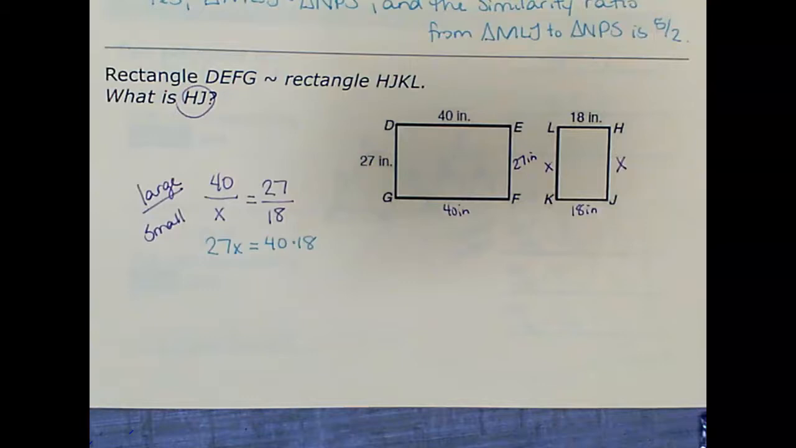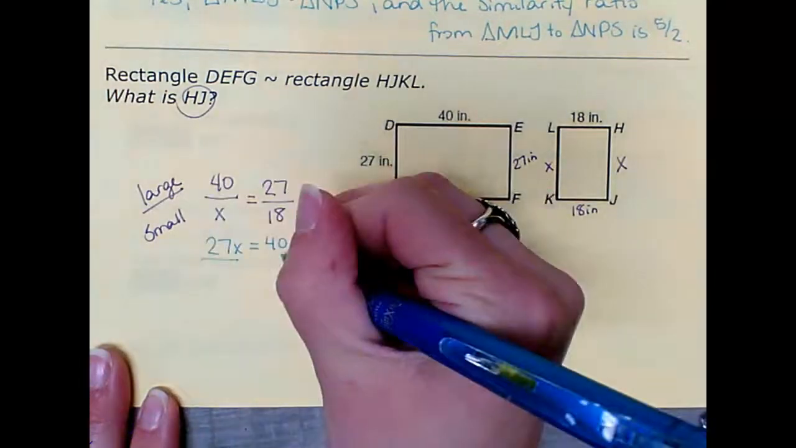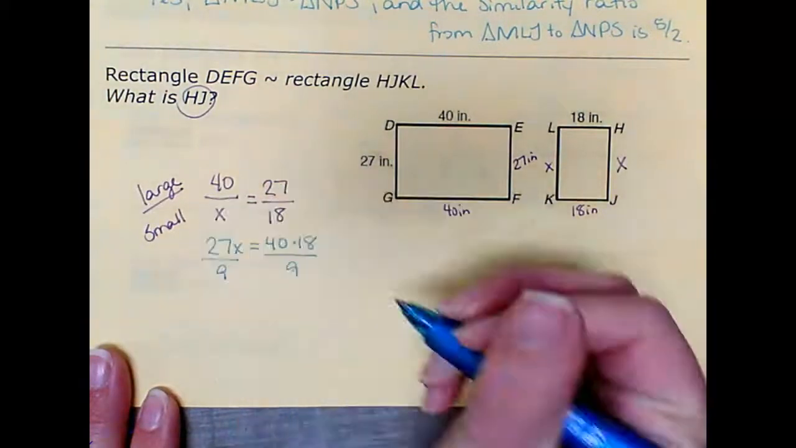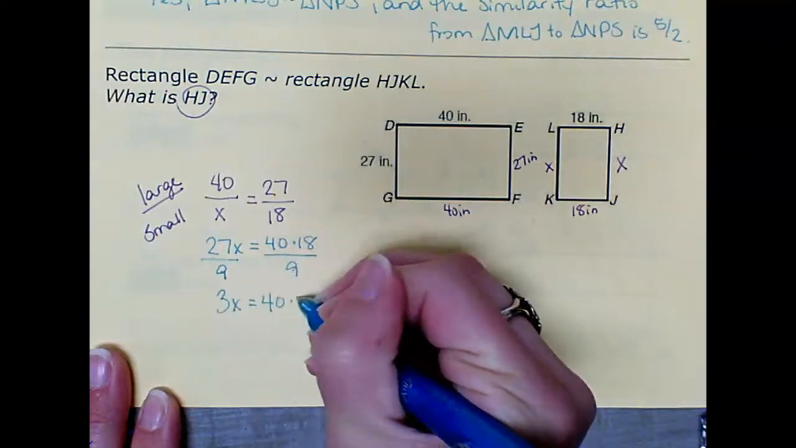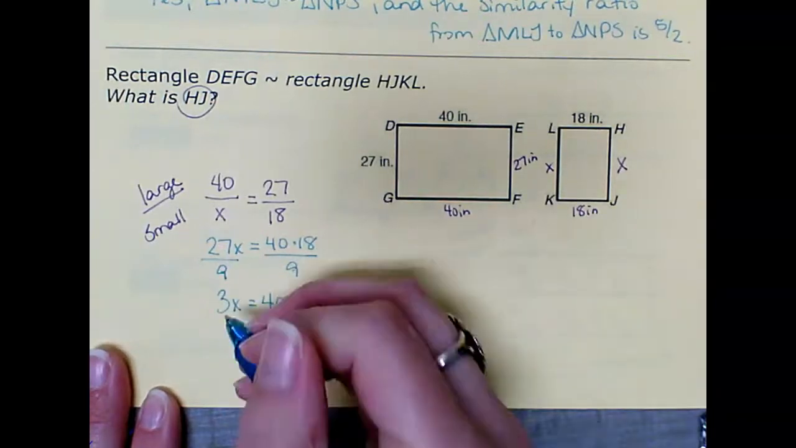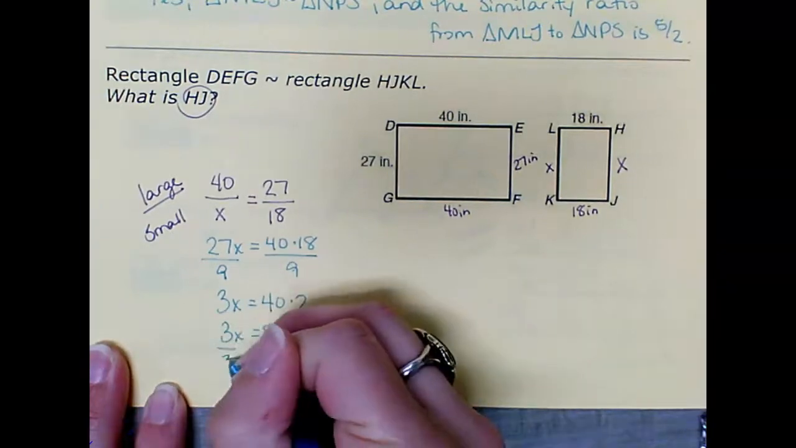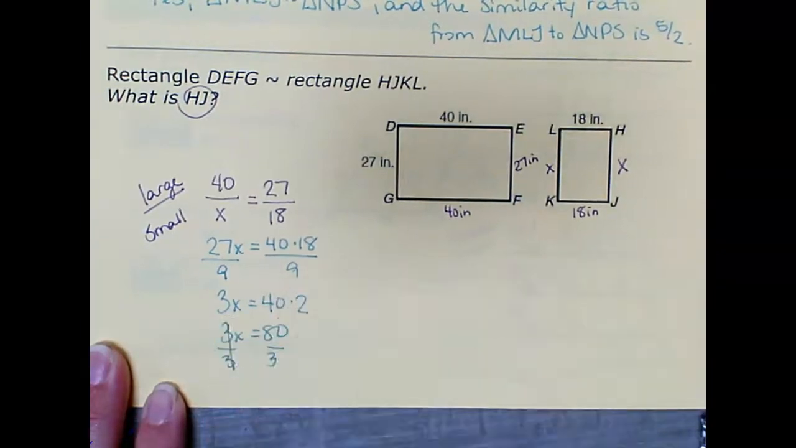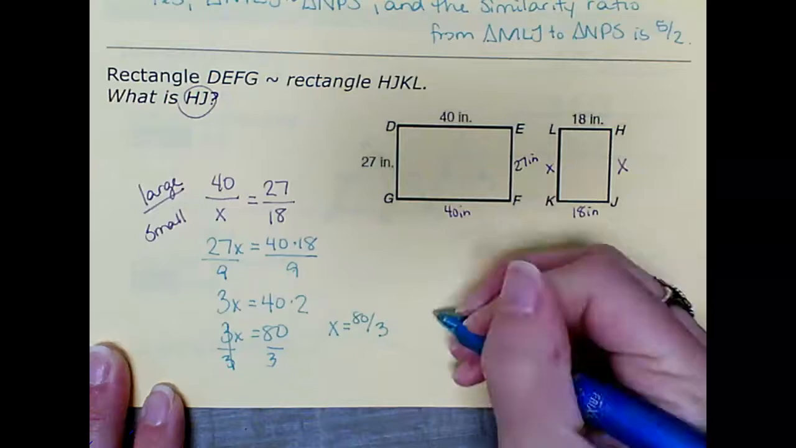Now if you want to go ahead and do that multiplication and division, you're welcome to, but I noticed that 27 and 18 are both divisible by 9. So I'm going to go ahead and divide by 9 and get some smaller, easier numbers to work with. So 40 times 2, that looks much nicer. So 3x equals 80. And if I divide by 3, my side x, which is the side HJ length that I'm looking for, is 80 over 3.